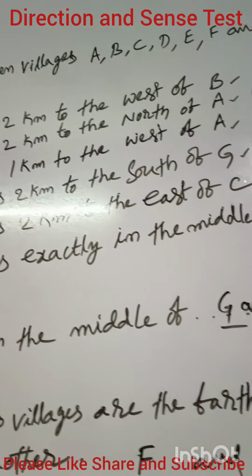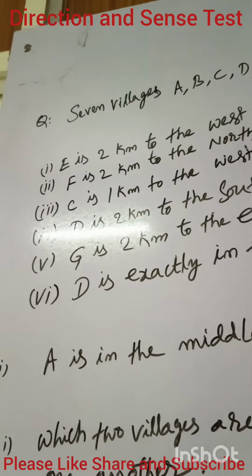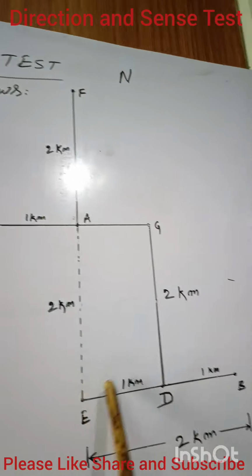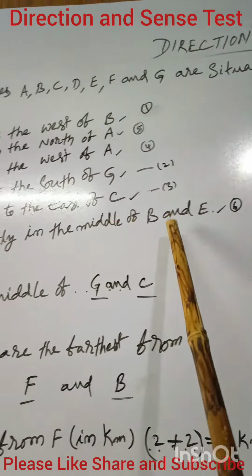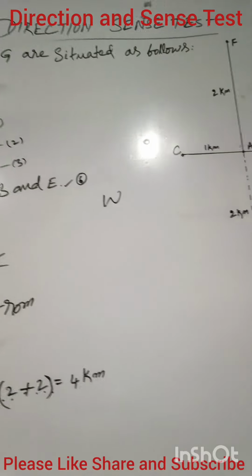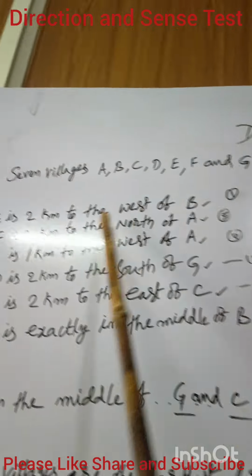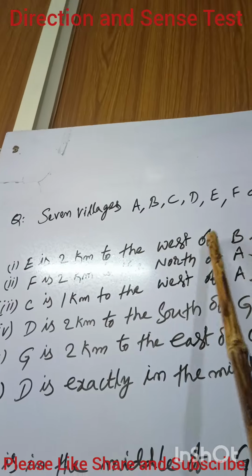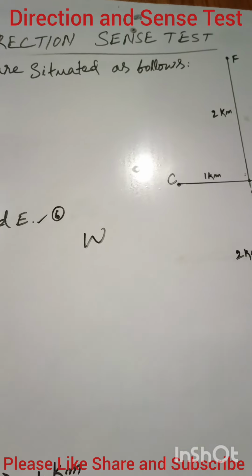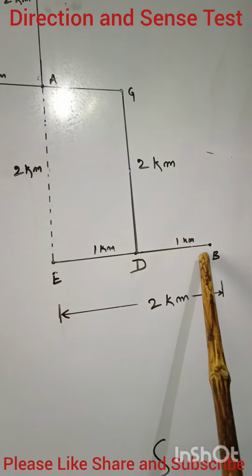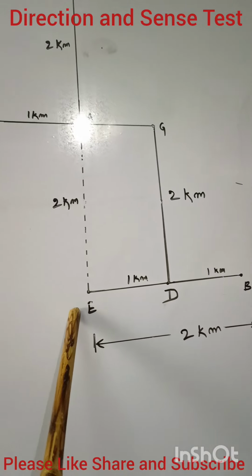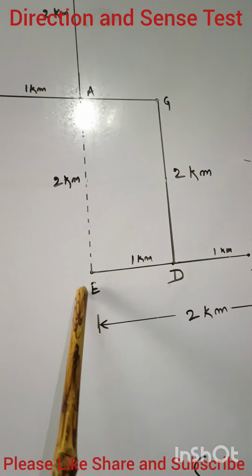In this case, when a question like this is there, you have to plot these villages in the diagram. For that, you have to connect the villages to draw this diagram. First, you have to go for this. E is 2 km to the west of B. Here B, first mark it, and to the west 2 kilometers. This is 2 km, E.